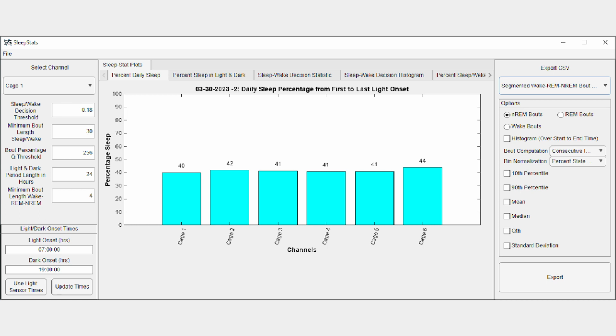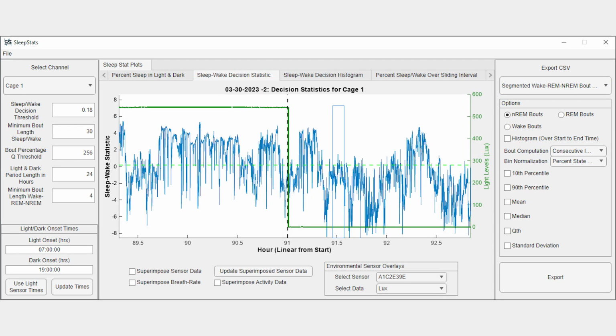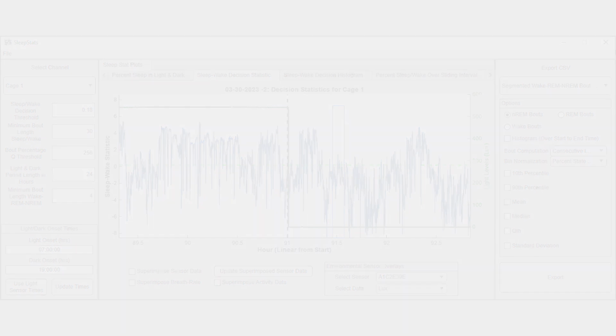SleepStats v4 opens recorded files from Signal Solutions' Piezo Sleep system for analyzing rodent behavior. This is a major upgrade from SleepStats version 2X, with a more accessible presentation of graphic and data export options, as well as additional functionality.